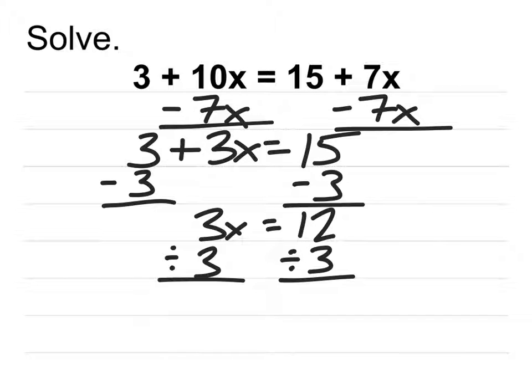And I do 3x divided by 3. Notice it's divided by 3, not 3x. I want to leave the x behind. And so when I do that division, that leaves me with x on the left side, and on the right side, 12 divided by 3 gives me 4 for the final answer.